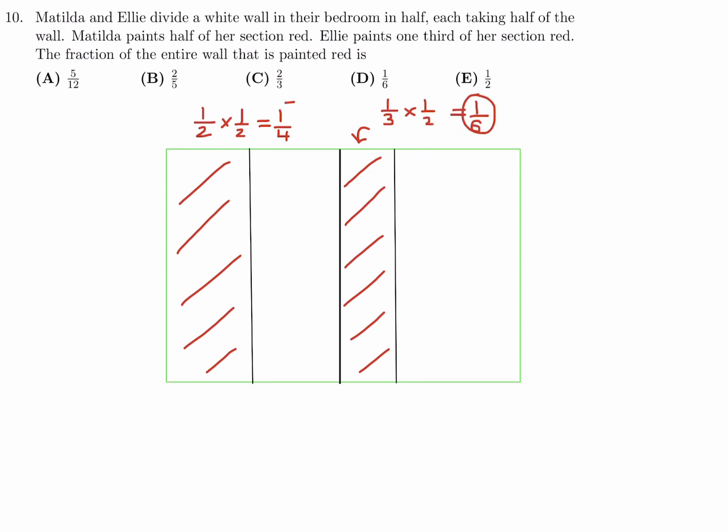So now we have to add this and this. So 1/4 plus 1/6, common denominator of 12: 6 plus 4, 10 over 24, which is 5 over 12. So 5 over 12 is the answer to number 10. That would be A.